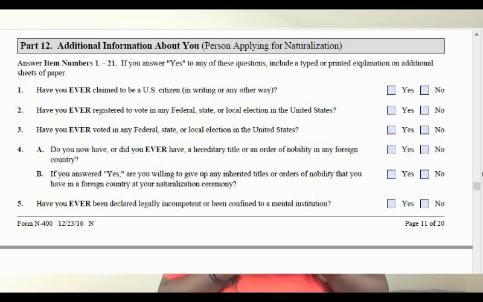Today's video is a tutorial on how to fill out part 12 of the N-400 application for naturalization. Part 12 is additional information about you, the person applying for naturalization.